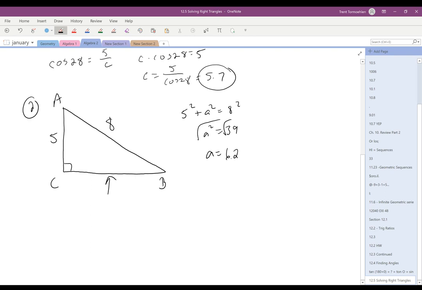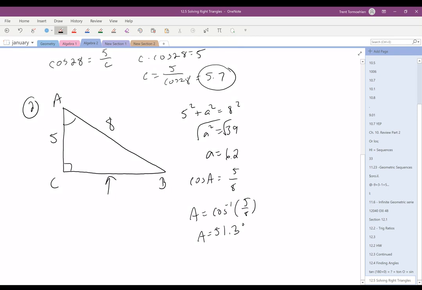And then you go find the other angle. And to find the angle, it doesn't matter which one you choose. You can choose either A or B to go with. If you chose A, then you would say the cosine of A equals 5 over 8. And so A is just going to equal the inverse cosine of 5/8. And so you take the inverse cosine of 5/8, and you get A equals 51.3 degrees.